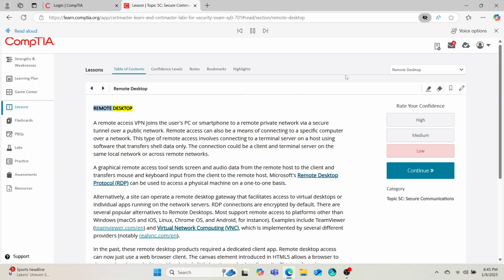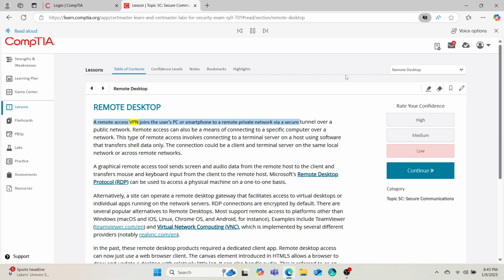Remote desktop. A remote access VPN joins the user's PC or smartphone to a remote private network via a secure tunnel over a public network. Remote access can also be a means of connecting to a specific computer over a network. This type of remote access involves connecting to a terminal server on a host using software that transfers shell data only. The connection could be a client and terminal server on the same local network or across remote networks.